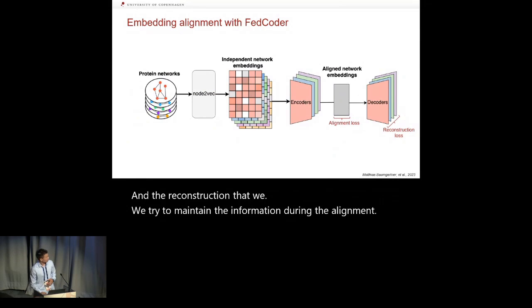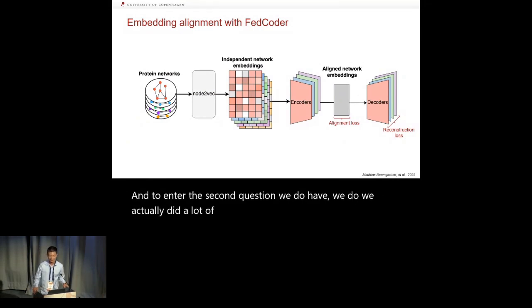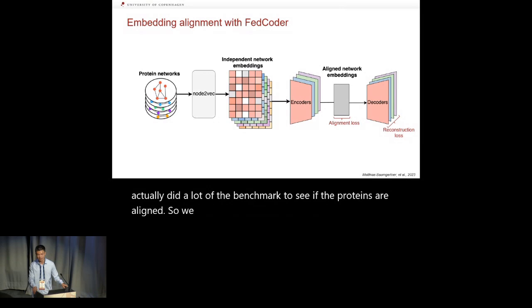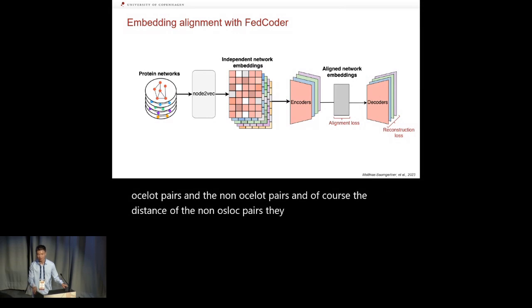And to answer the second question, we actually did a lot of benchmarking to see if the proteins are aligned. We checked the distance distribution of the ortholog pairs and the non-ortholog pairs. And of course, the distance of the ortholog pairs is way closer than that of the non-orthologs.